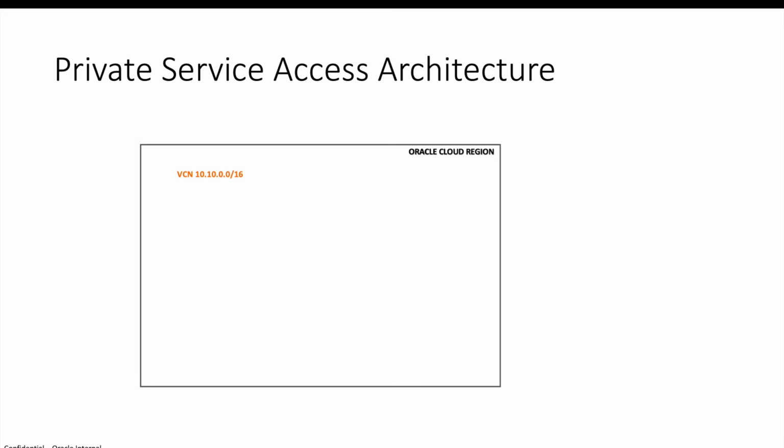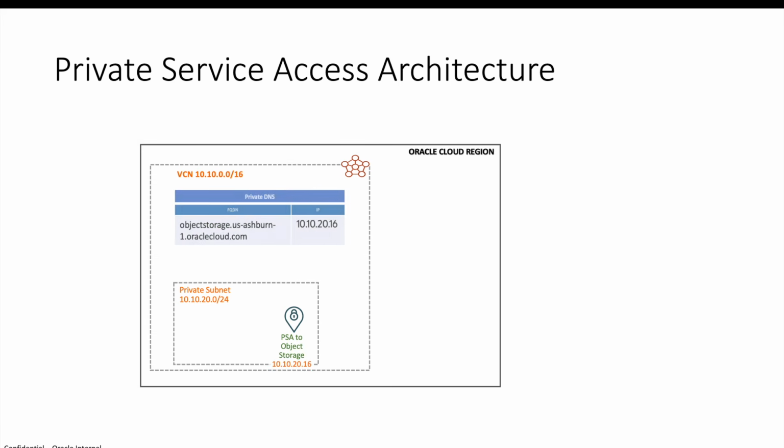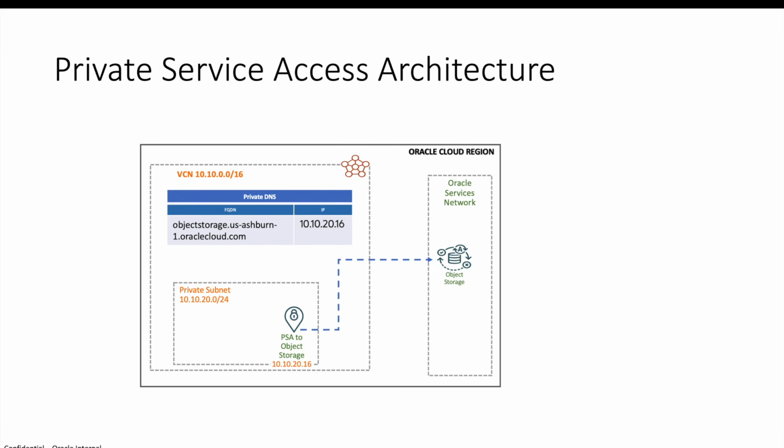We have a virtual cloud network with a private subnet. Inside this private subnet, when the PSA endpoint is created, it automatically receives a private IP address, a fully qualified domain name, and secure connectivity over Oracle's private backbone network. Private compute instances communicate with the PSA endpoint using only private networking with no public internet access.